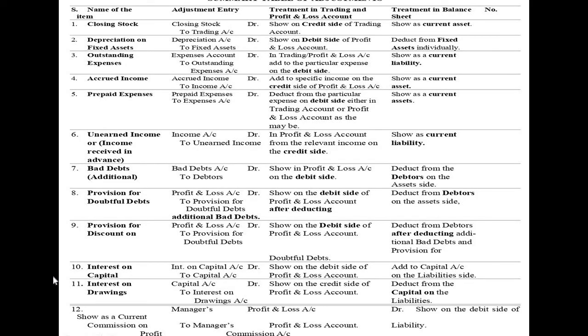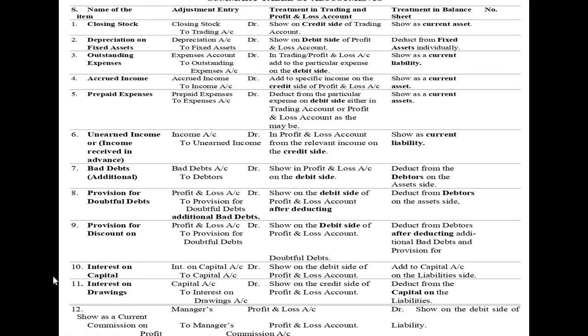The first adjustment is closing stock. Closing stock refers to the value of unsold goods lying in stock at the end of the accounting period. It should be valued either at cost price or market price, whichever is lower. The entry is closing stock account to trading account. The value of closing stock will appear on the asset side of the balance sheet and on the credit side of the trading account.